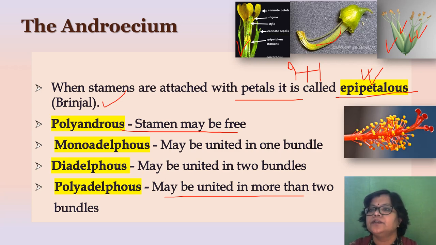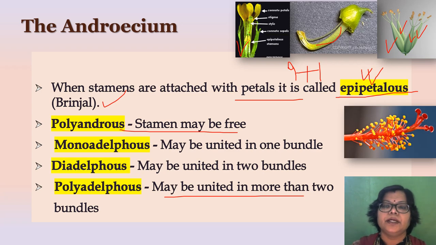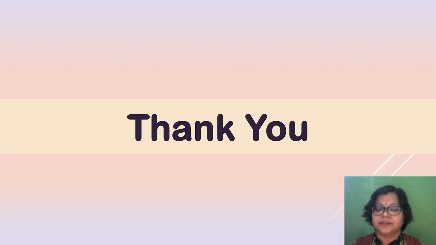Many stamens are grouped and many bundles are there. This is called the polyadelphous. So on the basis of the attachment, the stamens may be epipetalous, may be polyandrous, may be monadelphous, may be diadelphous, may be polyadelphous. This brings me to the end of this chapter, this video.